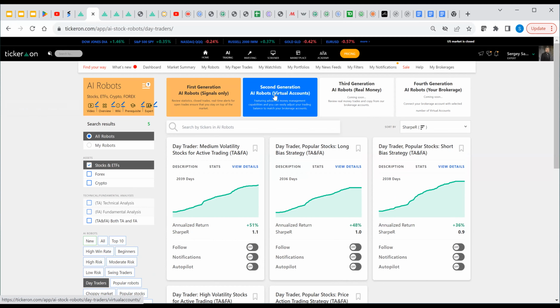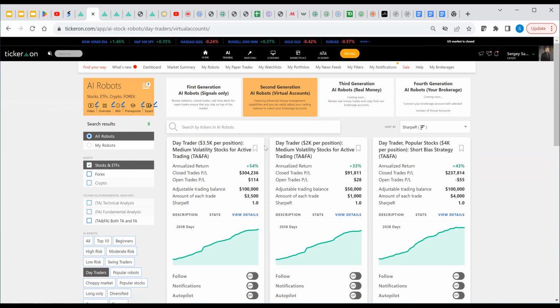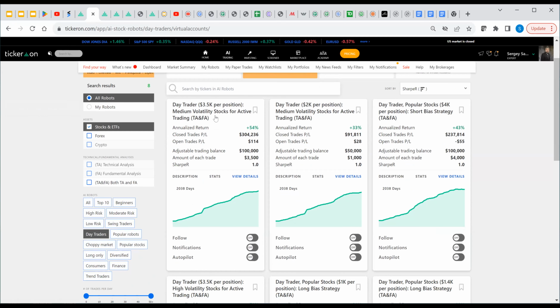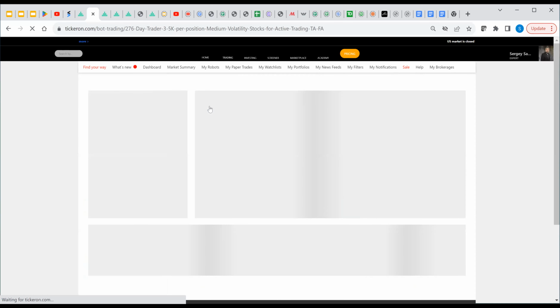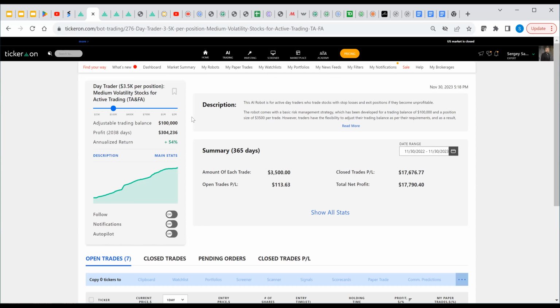And then the second generation is a group of robots which trade specific amounts, okay? So if we go inside here, you're going to see that each trade is not 10,000 anymore. It is adjusted per total amount, okay? So here the total amount is 100,000. Then let's say I can make it 500,000, okay? And then each trade is 17,500, okay?